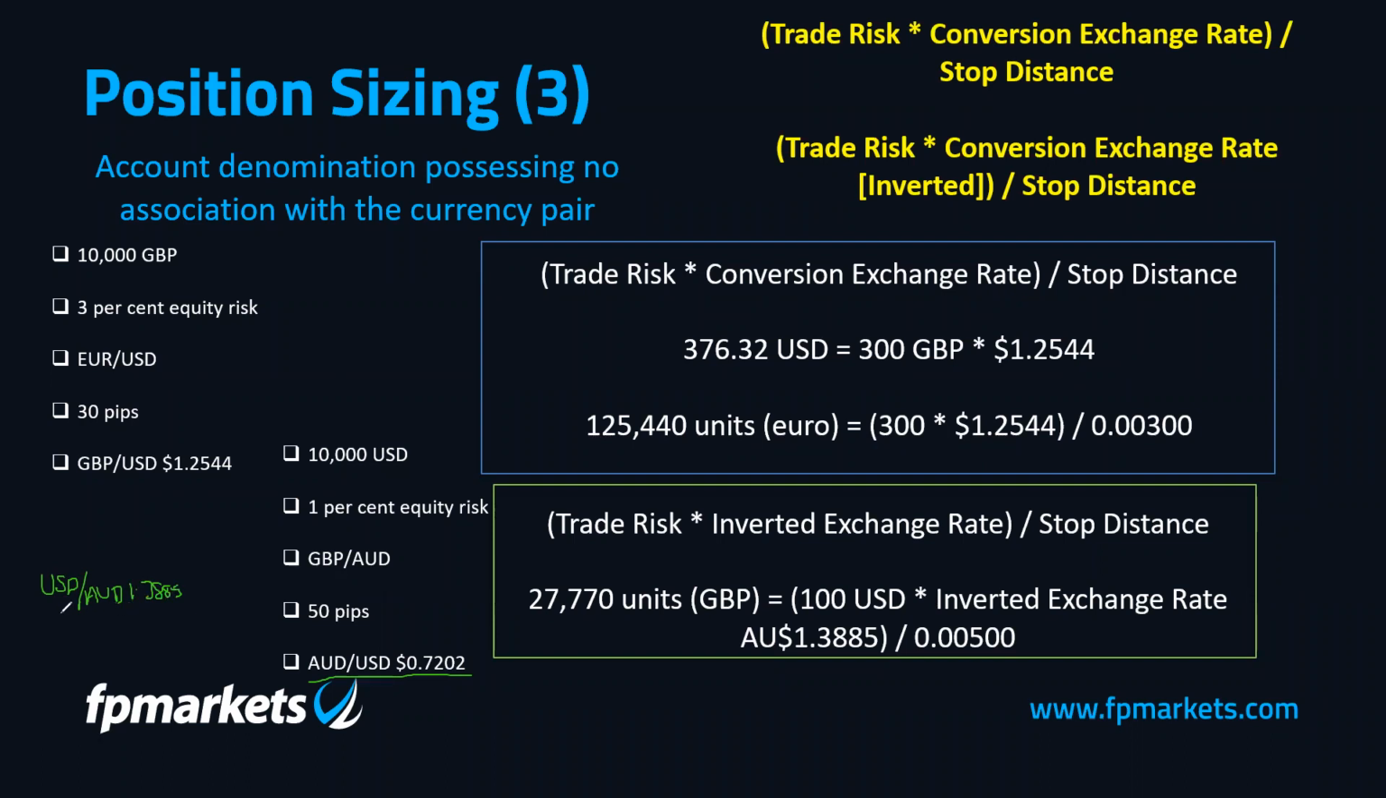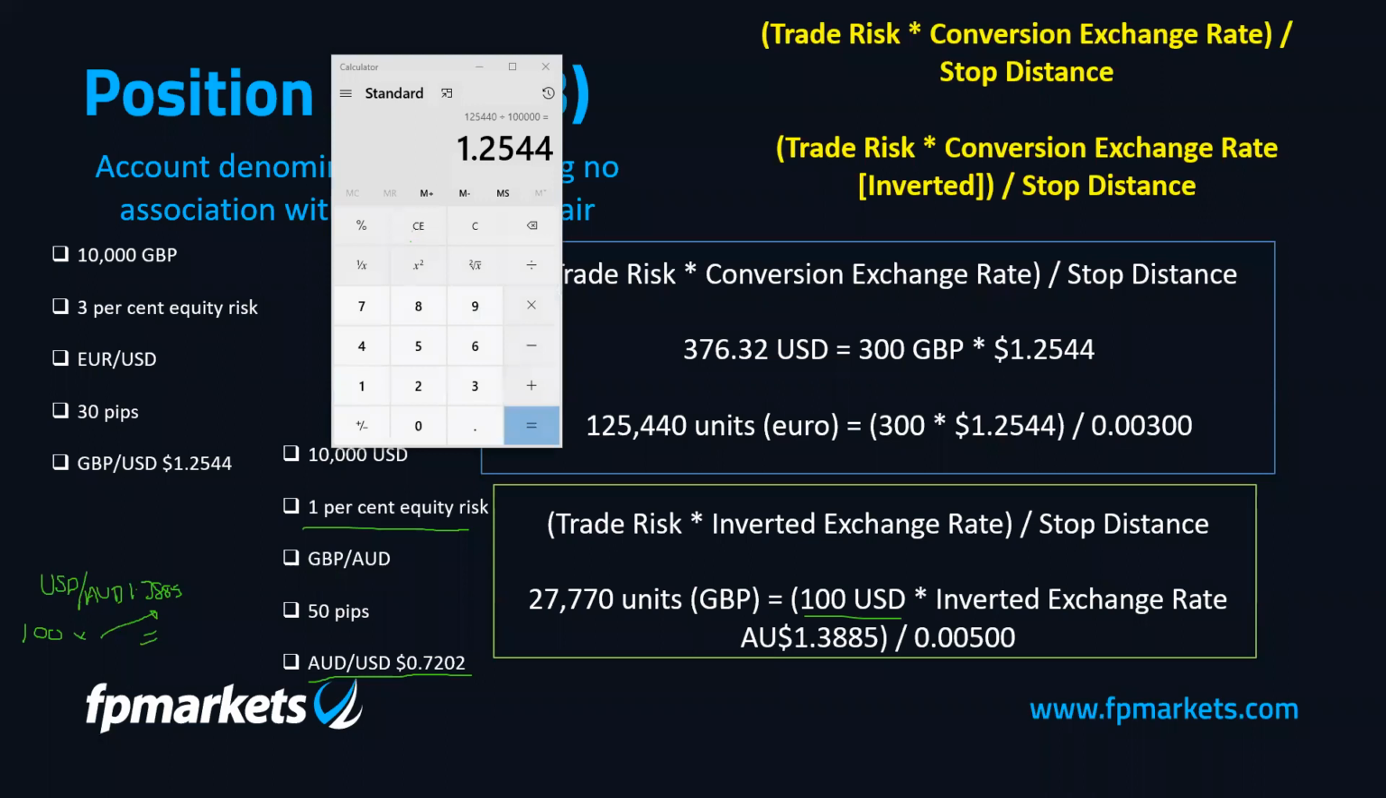Okay, so all we do then is to find our 1% equity risk, so that's 100, multiplied by this value here to get, and I believe this is, it's down here, there we go. 100 US dollars multiplied by 1.3885. We can do that on a calculator, so I can show you. And that gives us 138 Aussie dollars.